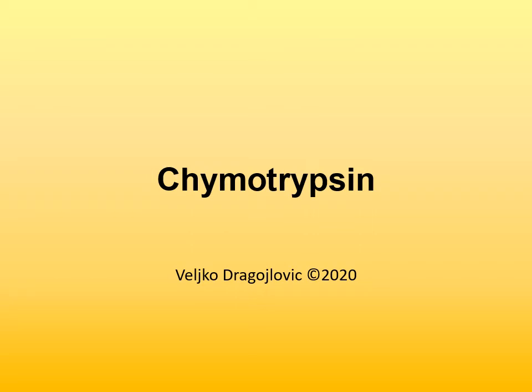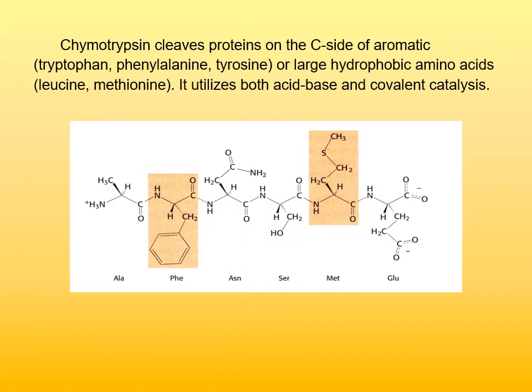In this presentation, we will examine the mechanism of action of chymotrypsin as an example of the mechanism of reaction of an enzyme. So chymotrypsin cleaves proteins on the C side of aromatic amino acid residues, and those would be tryptophan, phenylalanine, or tyrosine, and also of large hydrophobic amino acids such as leucine and methionine. In its catalysis, it utilizes both acid-base and covalent catalysis.